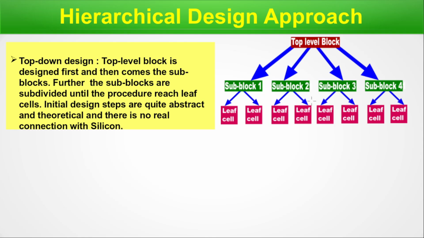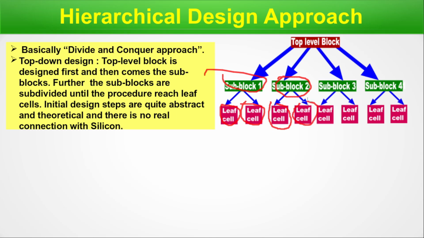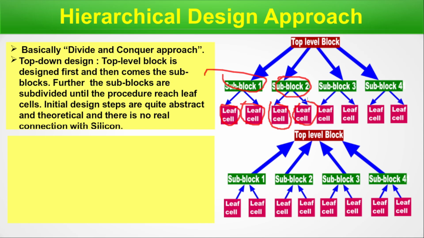Then, according to how it should work, or its purpose, it's subdivided into some sub-blocks, as we have shown here: sub-block 1, sub-block 2. There are 4 sub-blocks, and again those are divided into smaller blocks, and then finally we reach a point where there is a leaf cell, the smallest part or smallest unit. It's basically a divide and conquer approach. Next, bottom-up.